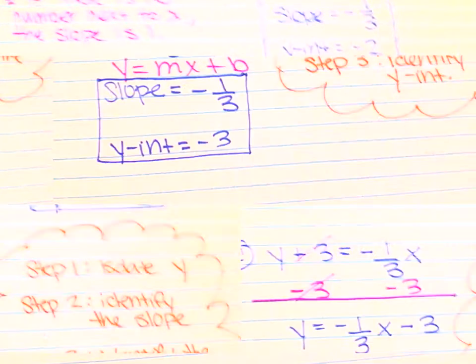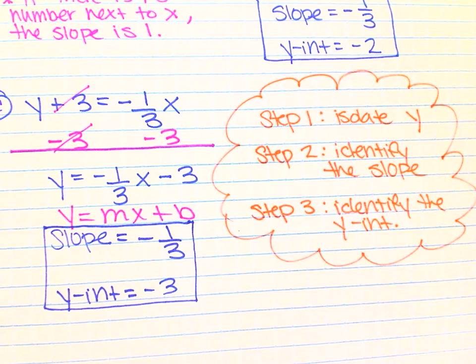That way I know when I get home, I'm going to isolate y, get y by itself. I'm going to identify the slope. And remember, when you isolate y, you can't subtract 3 from whatever the slope is x, because they are what? Not like terms. Very good. And then you identify the slope, the number or fraction that's next to x, and then the y-intercept.